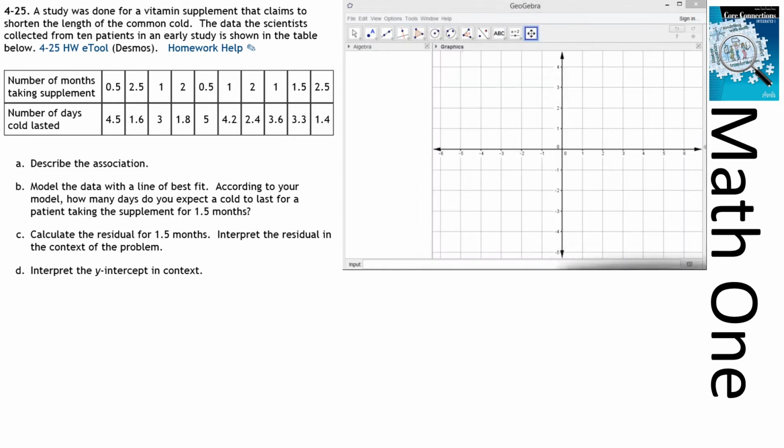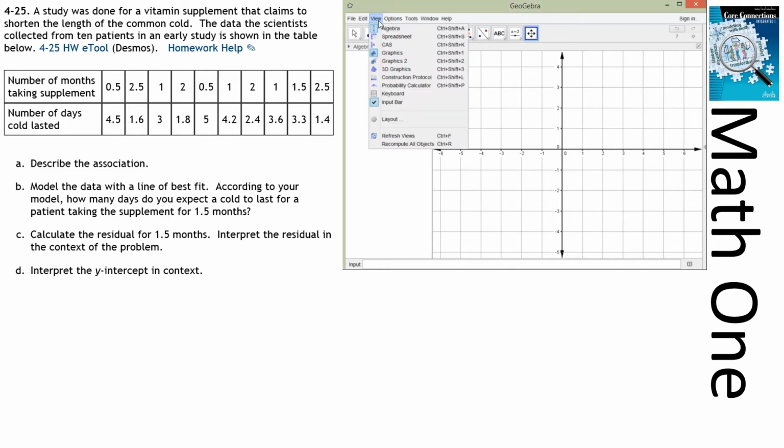I think a much more powerful and intuitive tool is Geogebra. This is a free download at geogebra.org, and it runs pretty much on any device you can think of. And we're going to look at this data using Geogebra. When Geogebra starts, it typically starts with the algebra and the graphics view. There's a lot of goodies here. This computer algebra system is amazing. It's a very powerful tool.